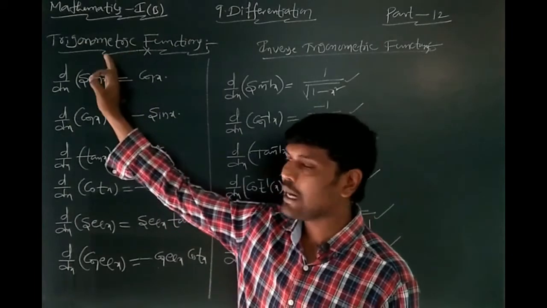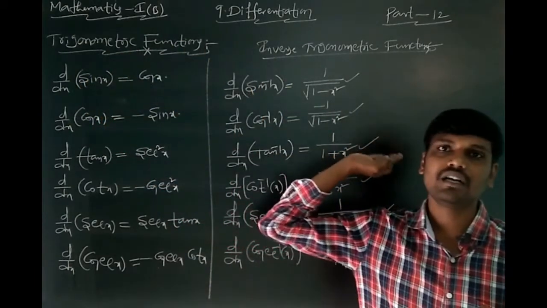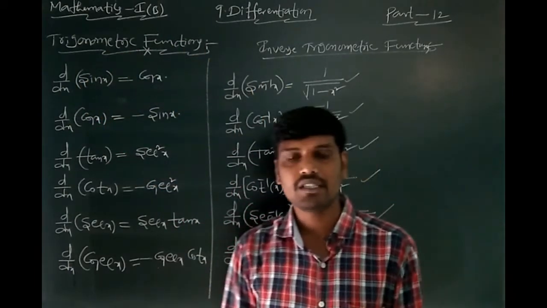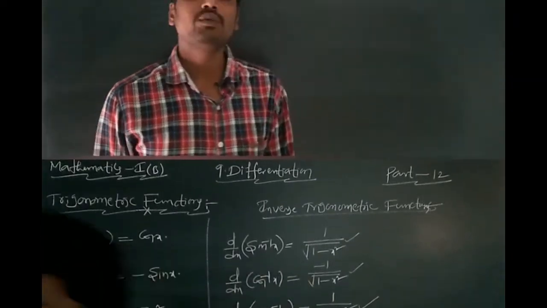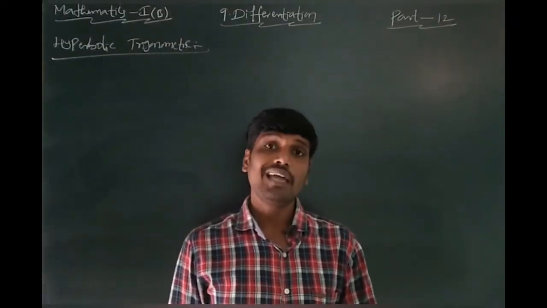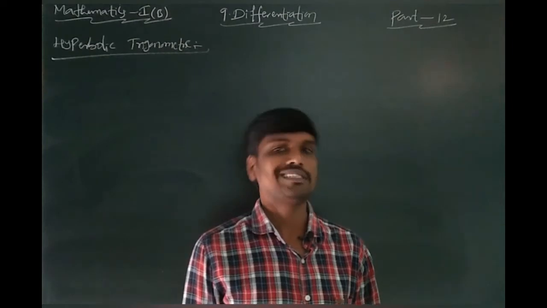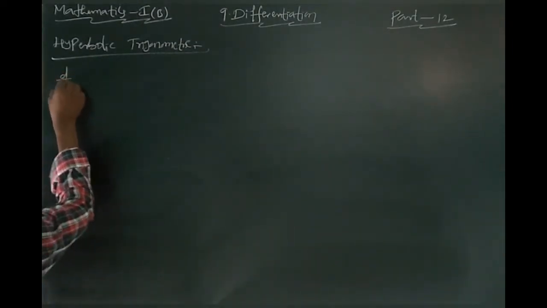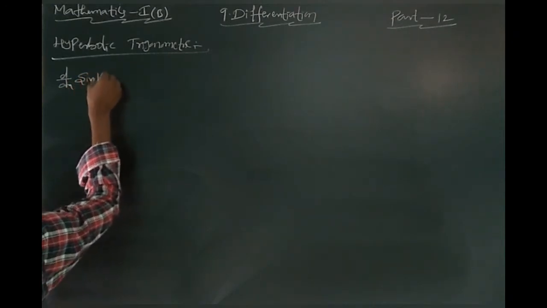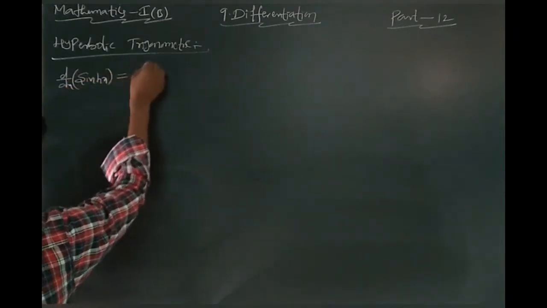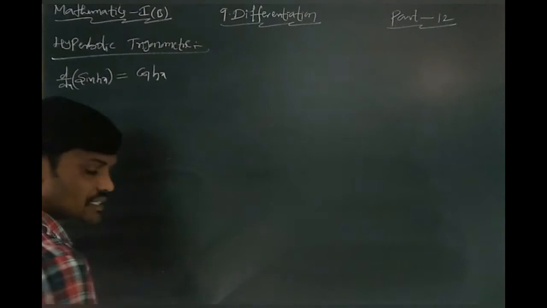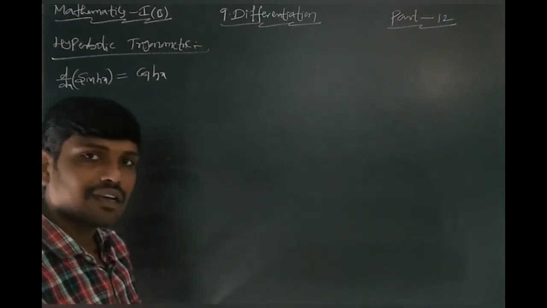This is the trigonometric function derivatives. These are the inverse trigonometric function derivatives. Derivative of hyperbolic functions. In hyperbolic functions also there are 6 ratios. One is derivative of sin hx. Derivative of sin hx is cos hx.